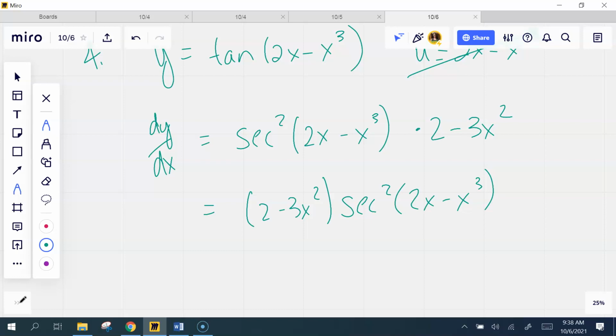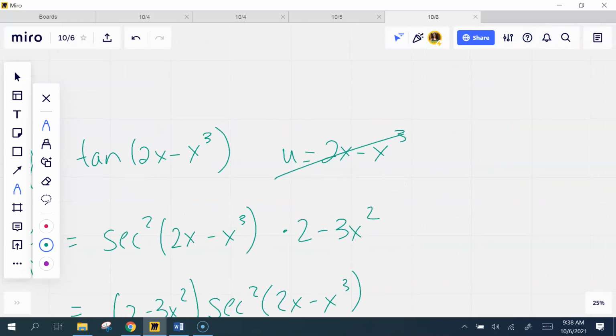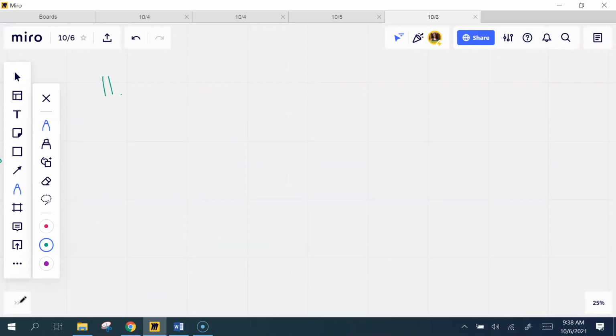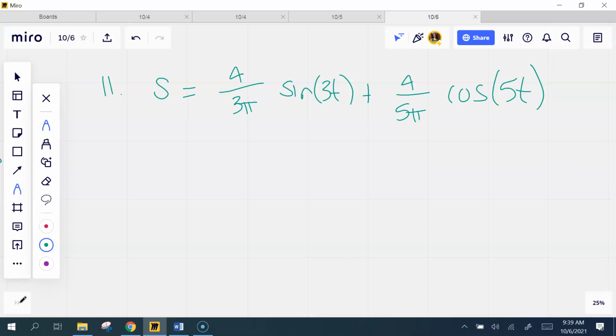Let's do... Ooh, let's do 11. Number 11 says that an object moves along the x-axis so that its position at any time is given by x of t equals s of t. Y'all just thought you were done with particle motion, didn't you? You'll have it by the time we finish. Find the velocity as a function of t.